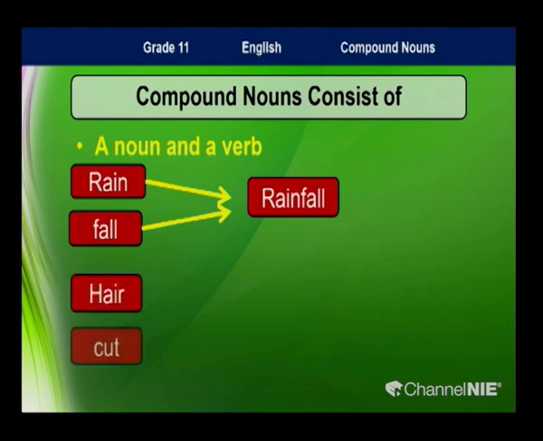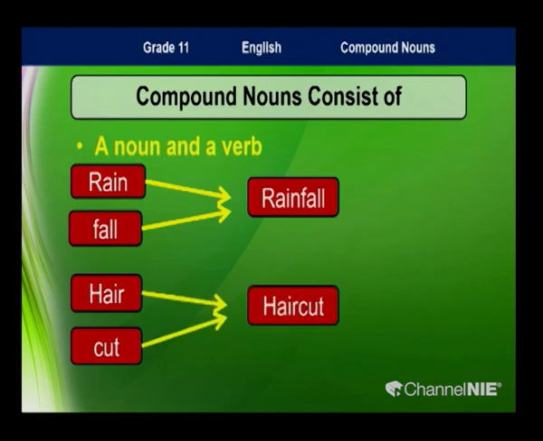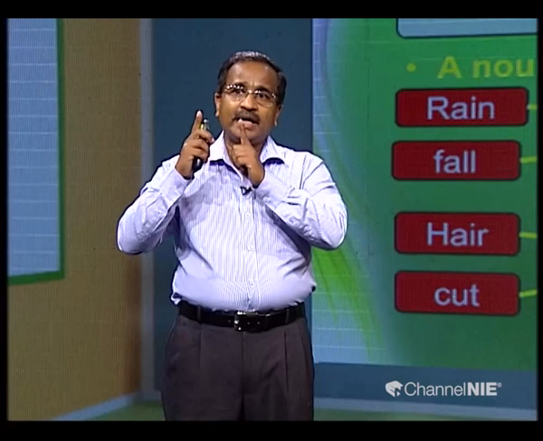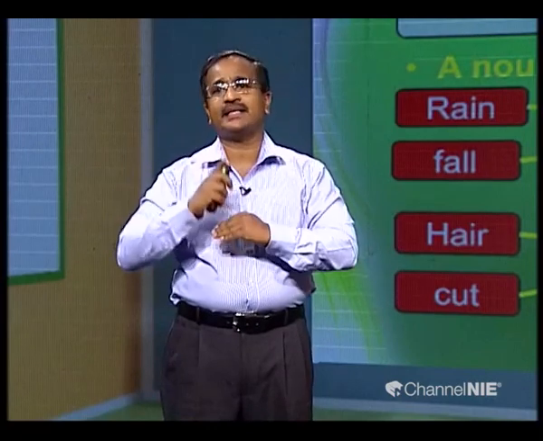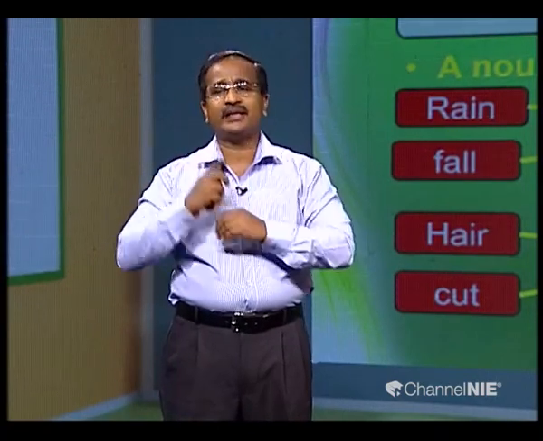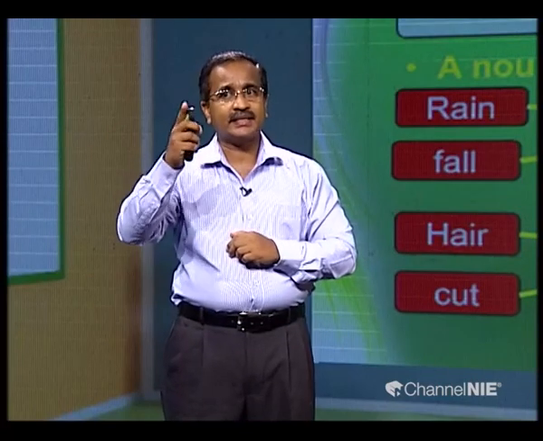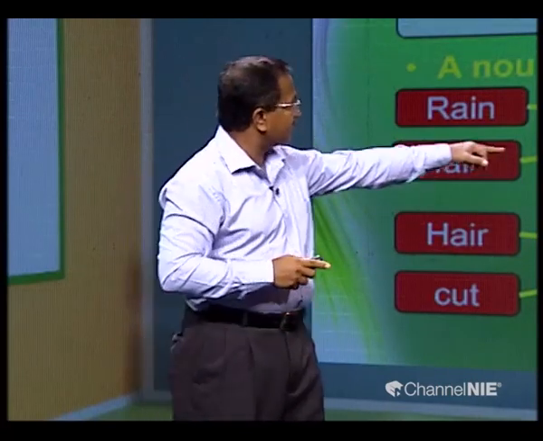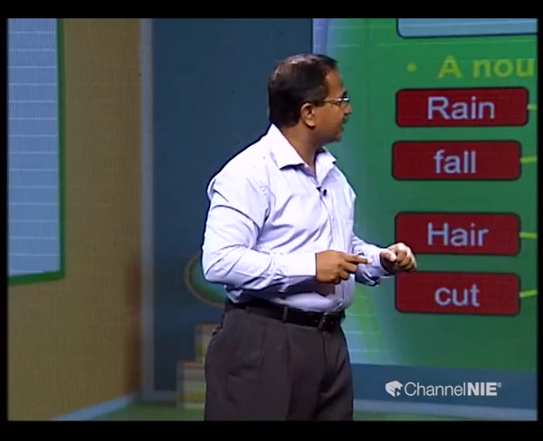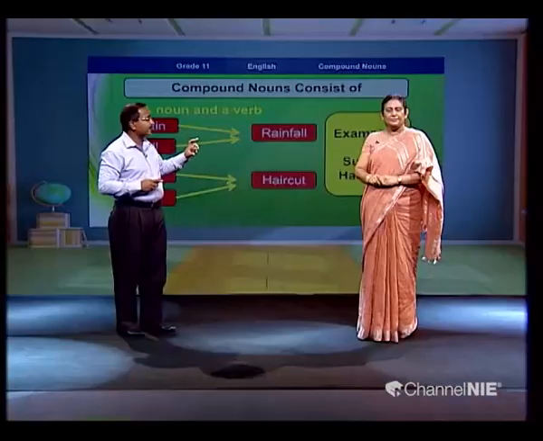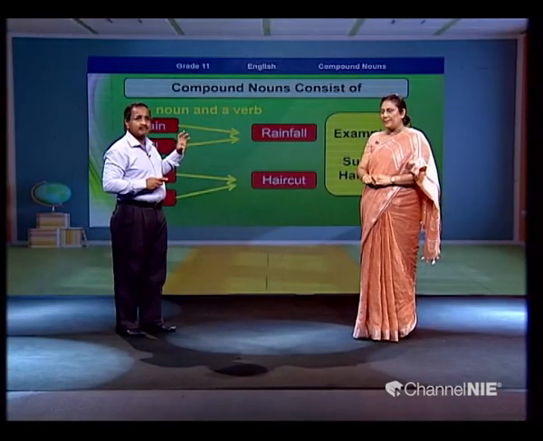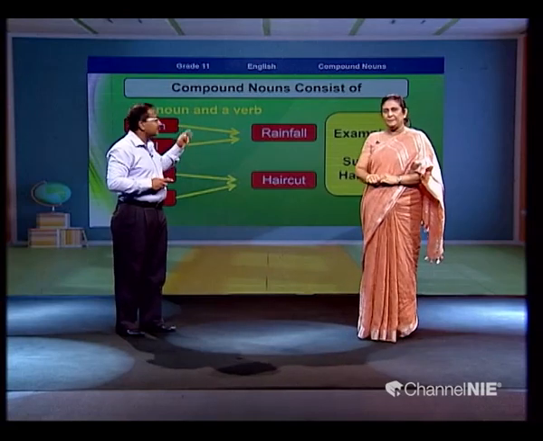Hair is a noun. Cut is a verb. Haircut. Here also, rainfall and haircut stand as single words. When you have a look at these examples, sunrise and hairstyle, both words stand together after building a compound noun. We'll look at the third slide now.